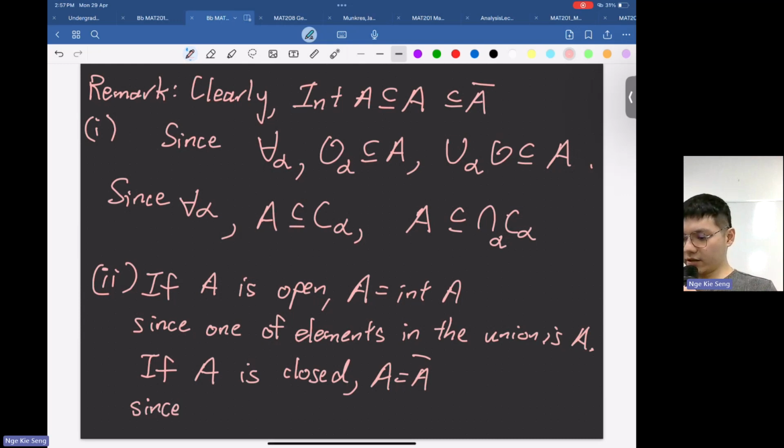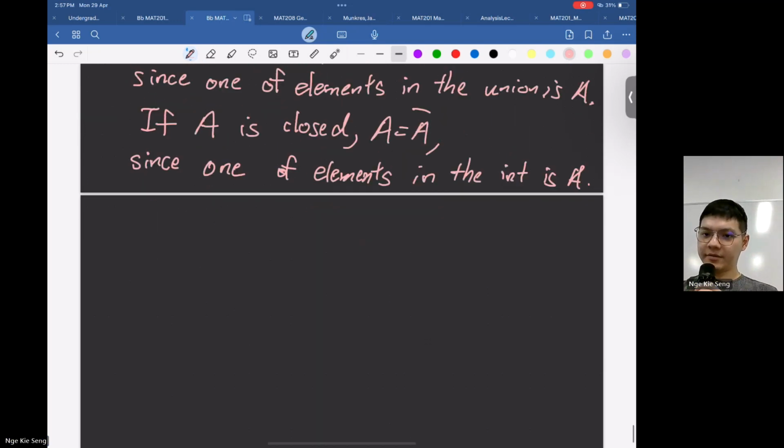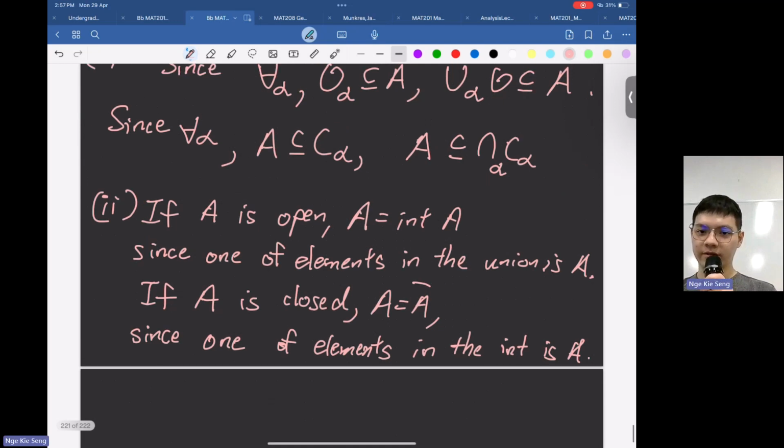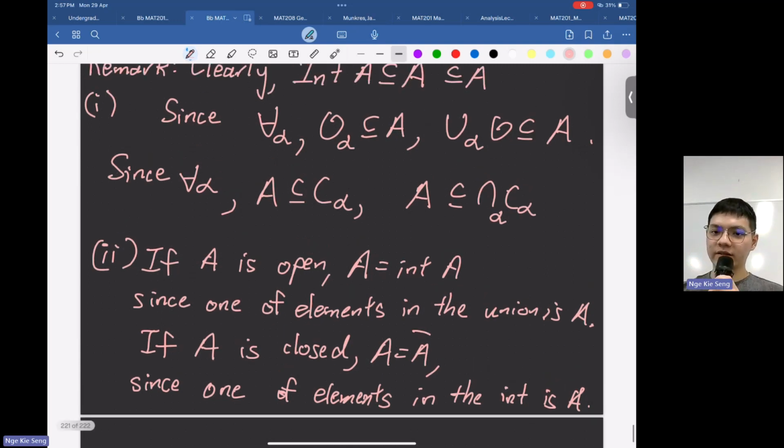So if I want to write here, it seems one of the elements in the intersection is A. Right, you intersect a lot of things that contain A, and then you intersect A. So A must be in all of these. Any questions so far about this property here?